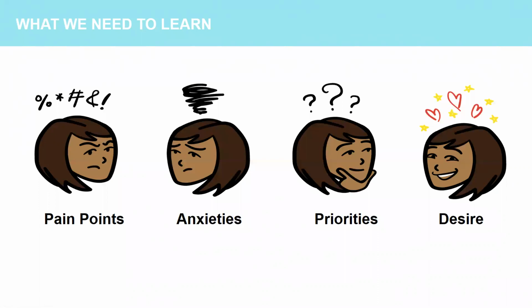We need to dig into their pain points. We need to understand their anxieties. Why wouldn't they choose a solution? What would keep them from switching? What would keep them from acting? We need to understand their priorities. So again, their decision criteria, because not all desires, not all features, not all elements are weighted the same when we're choosing something. And then we need to understand their desired outcomes. What is it that they want to achieve? What does that future version of themselves look like? We need to get to their why.